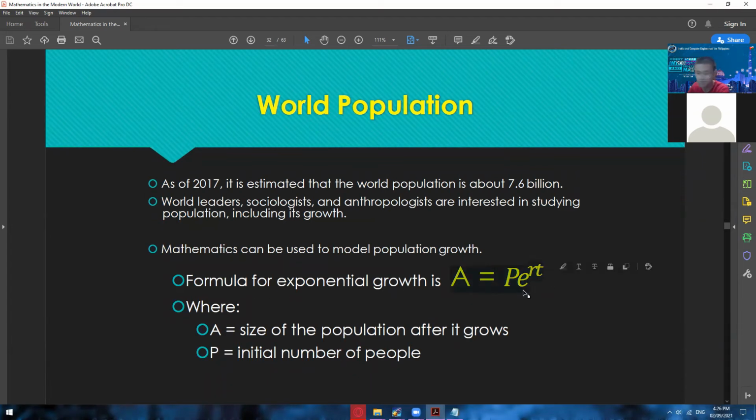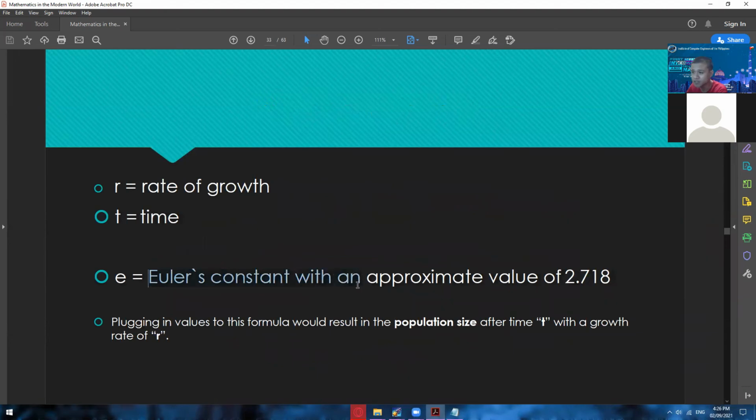A is equal to P times e raised to r times t. Most likely I read this one as A equals Pert, so it's easier to memorize and get familiar with this formula. A is the size of the population after it grows. P is the initial number of people. E is Euler's constant with an approximate value of 2.718. So this is a constant value.